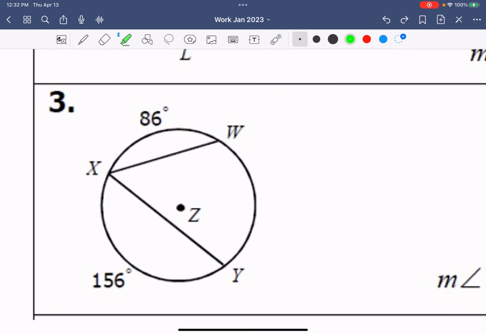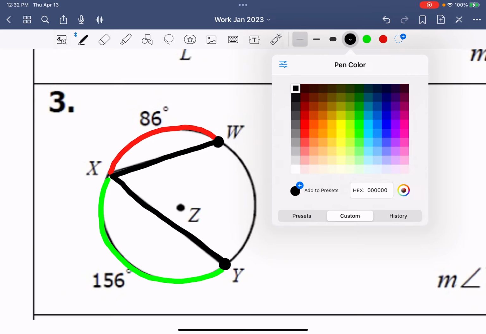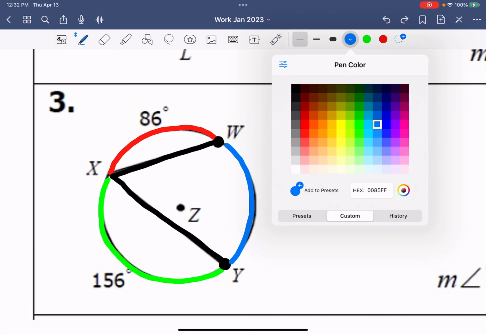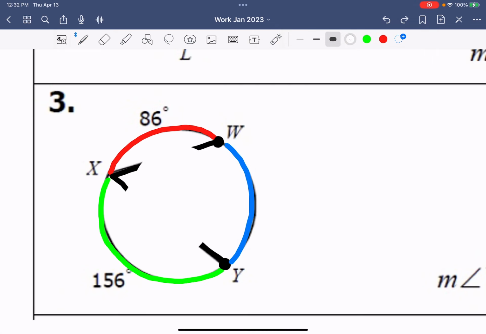Okay, here it gets trickier the more you go, but same thing. If you know this is 86 degrees, and you know this is 156 degrees, to get the angle WXY, that means it belongs to the arc WY. These two pieces belong together. The way you're going to do that is first think about a circle. We're going to ignore the inside. How much is a whole circle? It's 360.